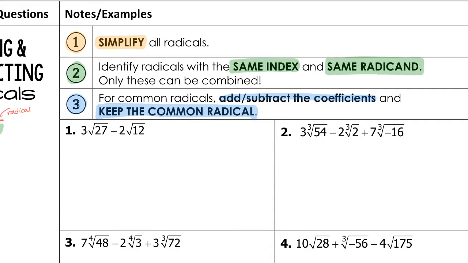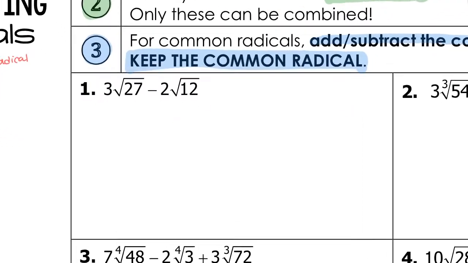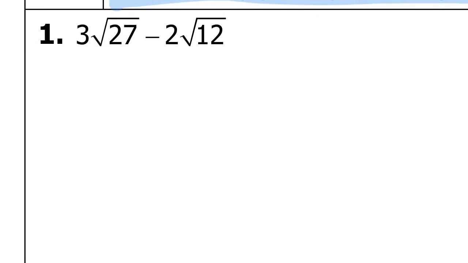So let's take a look at our very first example, and that is 3 square roots of 27 minus 2 square roots of 12. As I look at this problem, I do not have an index, so I know that it is an invisible 2, meaning that I am looking for pairs of numbers.